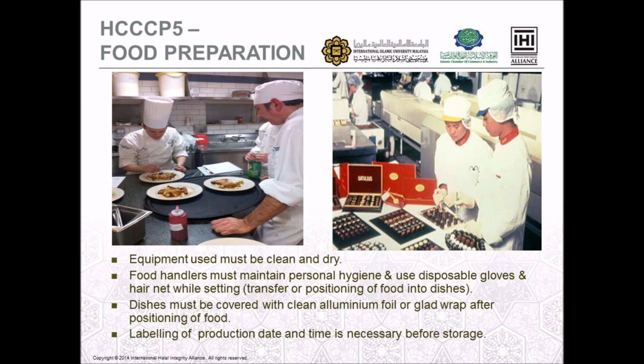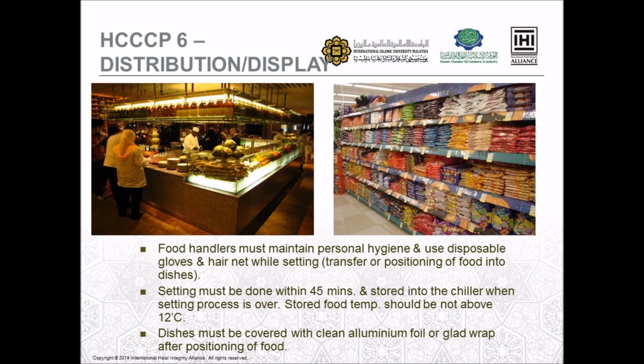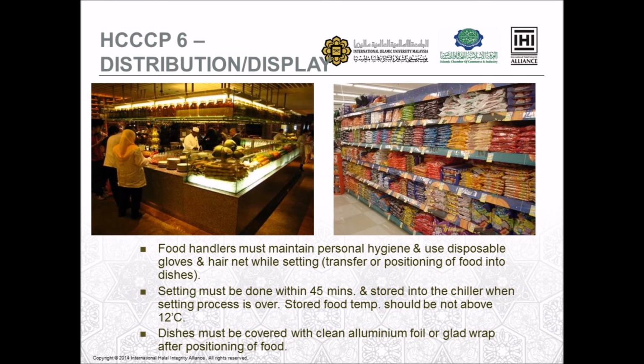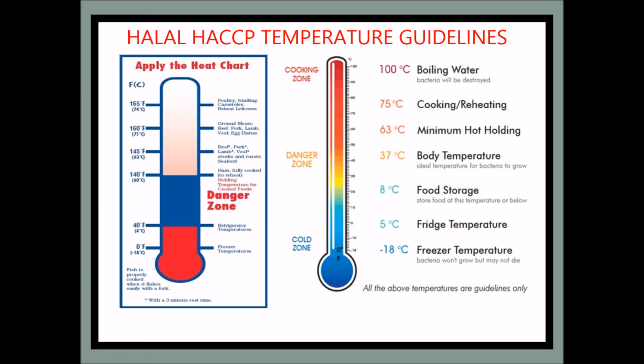Sorry, the last slide. Maintain personal hygiene and use disposable gloves and hairnet while setting, transferring, and positioning of food into the dishes. And then setting must be done within 45 minutes. This is good timing. And store into the chiller when the setting process is over. Stored food temperature should be not above 12 degrees Celsius. Dishes must be covered with clean aluminum foil or glad wrap after positioning of food. Hope all these guidelines under the halal control point 1, 2, 3, 4, 5, 6, 7 are in line with the HACCP and also the halal HACCP.